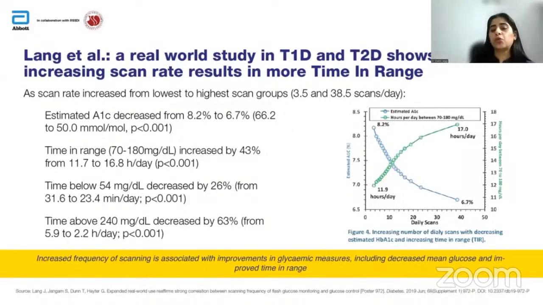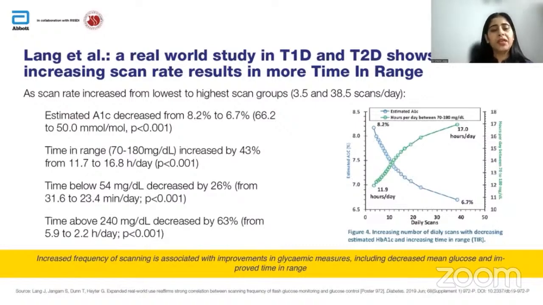What it clearly shows is for patients who do minimum scans, which is like 3.5 scans in a day, versus patients who do a lot of frequent scanning, almost 38.5 scans in a day. You can clearly see that the higher the rate of scanning, the more the frequency of scanning, the estimated A1C reduced from 8.2% in the minimum scanning group to 6.7% in the maximum scanning group.